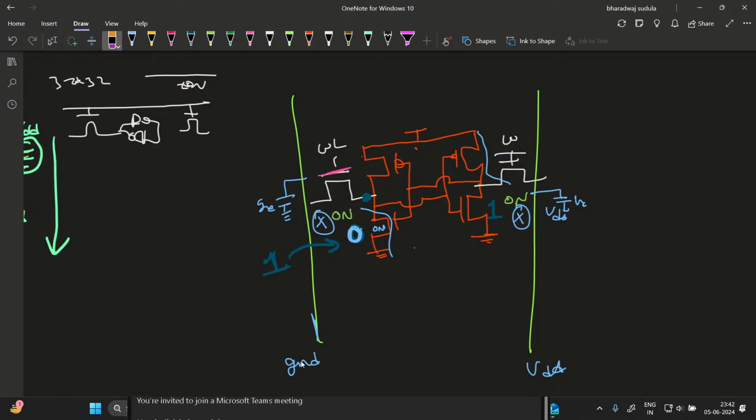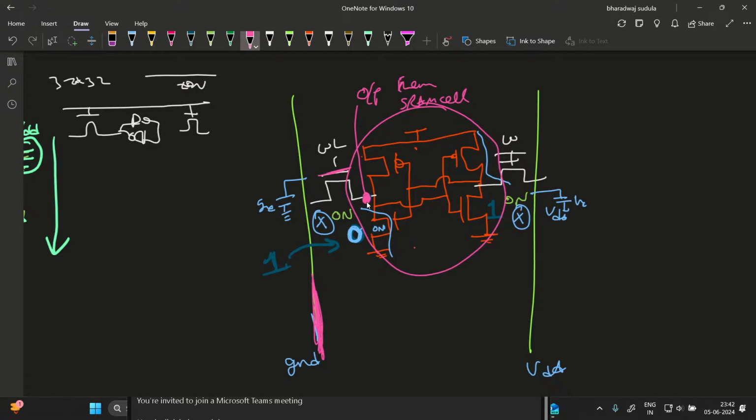So since this node is considered as my output, or memory of the SRAM cell, whatever you want to write into this SRAM cell, write the data into this bit line. Since you have considered this as your output, input, whatever you call, the memory element, memory bit.